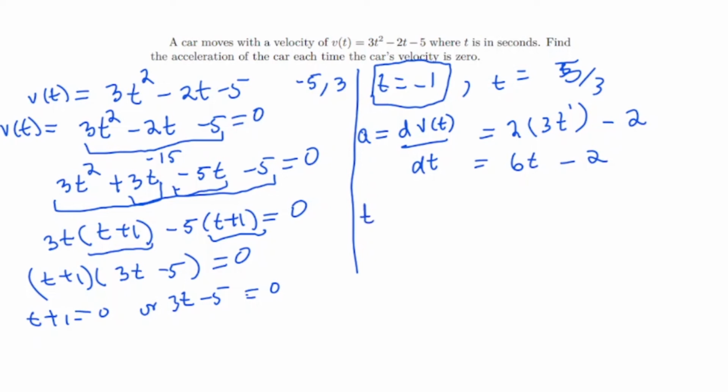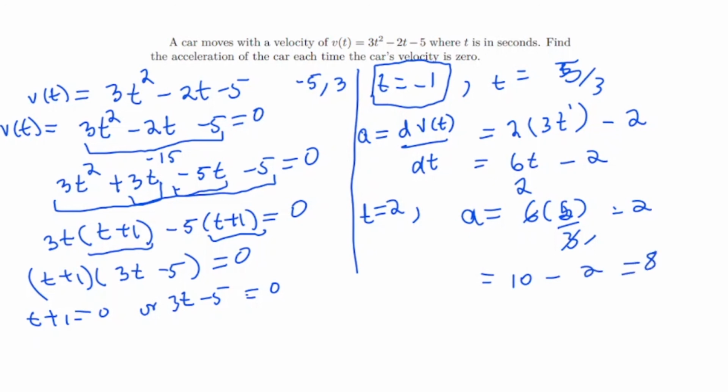Well, when t is equal to 5 over 3, it's going to be 6 times 5 over 3 minus 2. So this cancels that, and we have a 2 up here. So we have a 10. So it's going to be equal to 10 minus 2, which is just 8. So the acceleration is going to be 8 meters per second squared when t equals 5 over 3. And this is the only time where the velocity is 0.